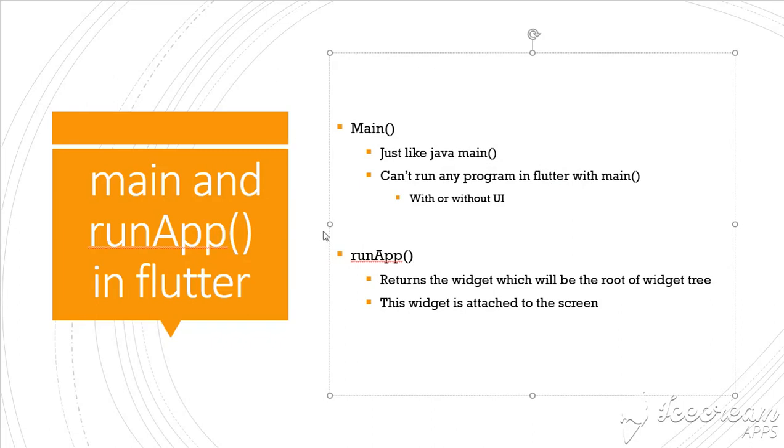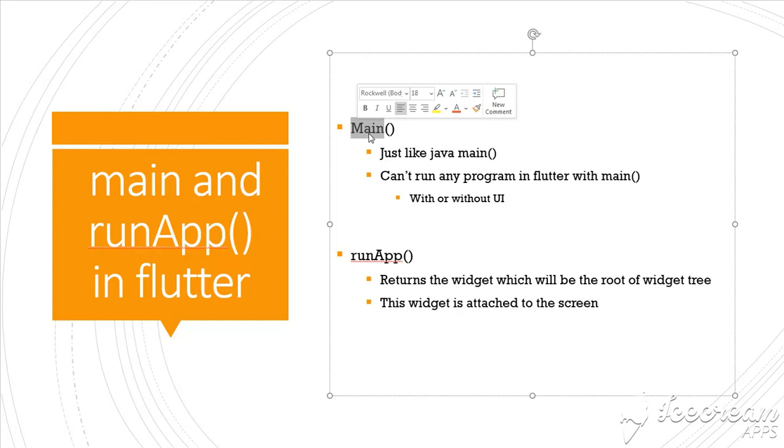So runApp is actually used... runApp takes a widget which is the root widget. This widget is attached to the screen as the root of all the widgets, the root widget of the screen. That's what runApp does for us. And actually in Flutter, runApp is always used within the main function, because the main function is the main entry point. And this runApp is providing that root widget that is attached to the screen.